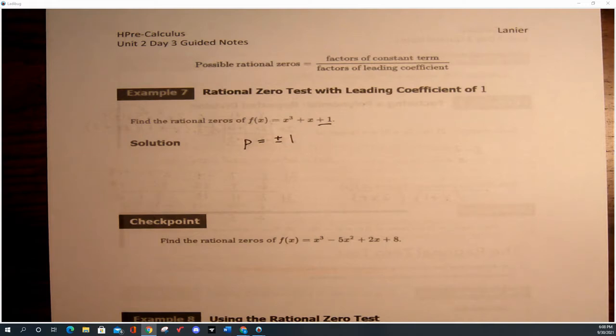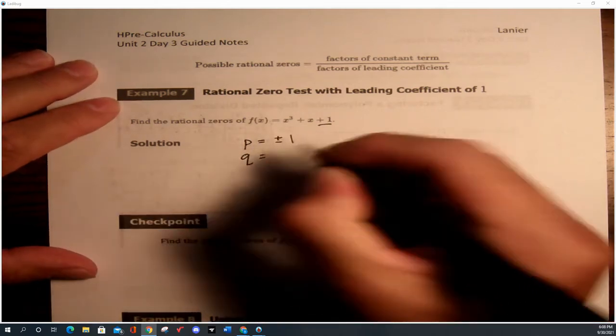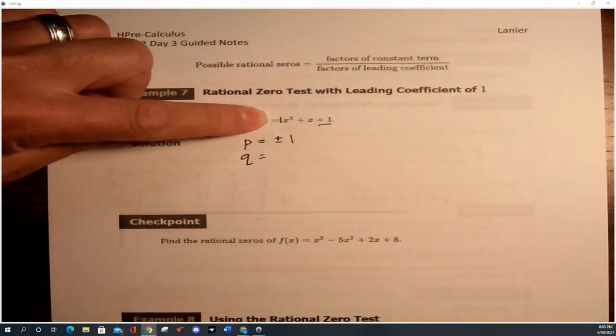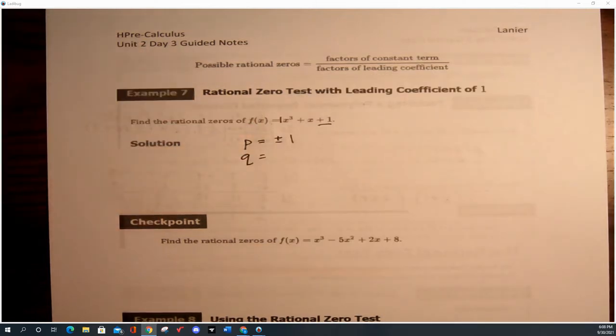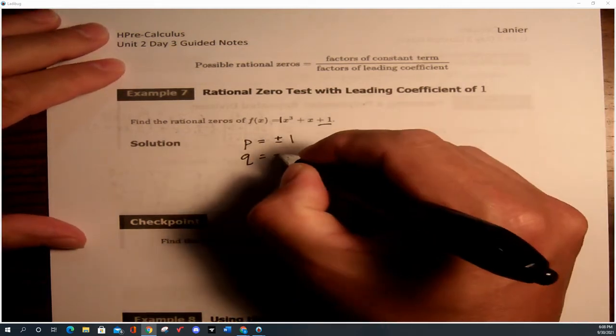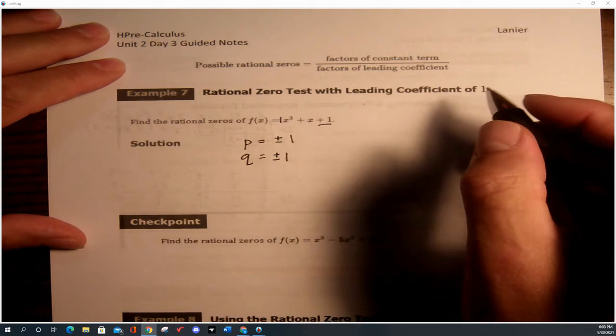So each time you find a number that will divide into either the constant or the leading coefficient, then the positive and negative will be factors. Q would be the factors of the leading coefficient. My leading coefficient is 1. Remember, the polynomial needs to be written in descending order based off of its degree, so highest degree first, and then descends down to the constant. Again, my leading coefficient is a positive and a negative 1.